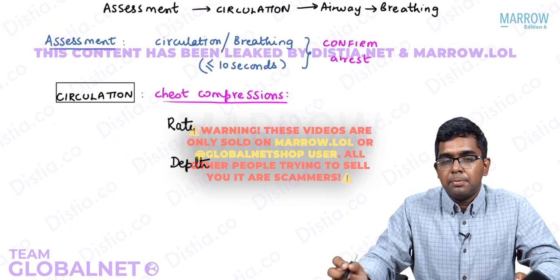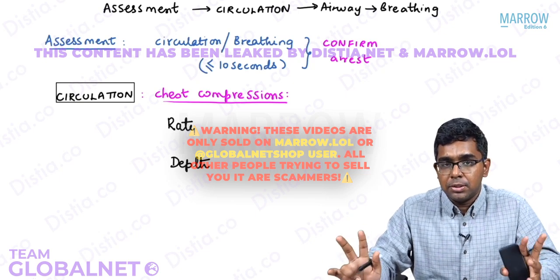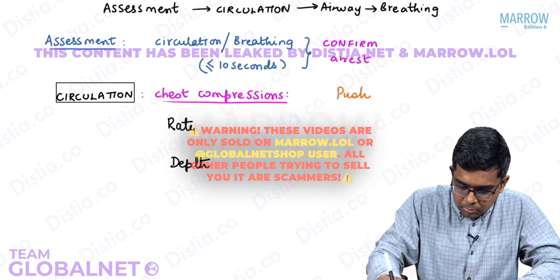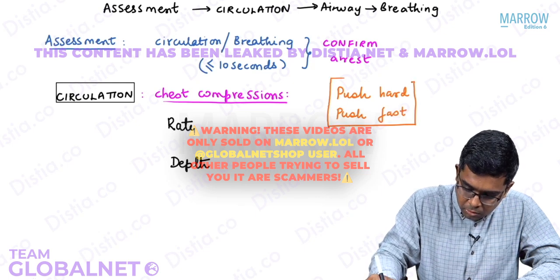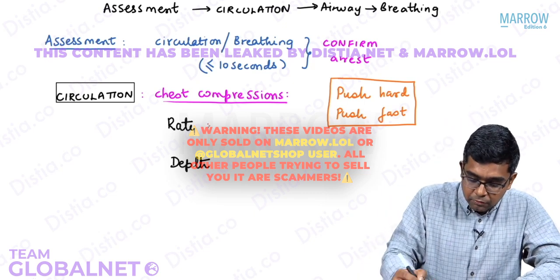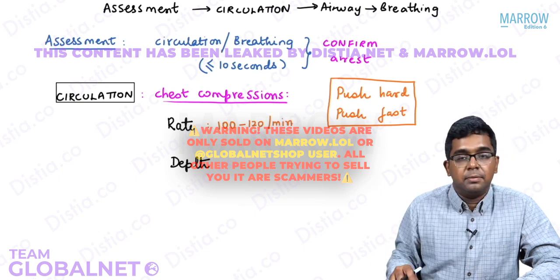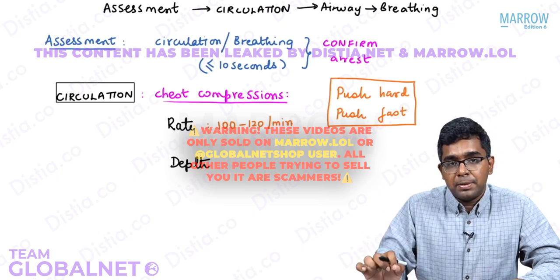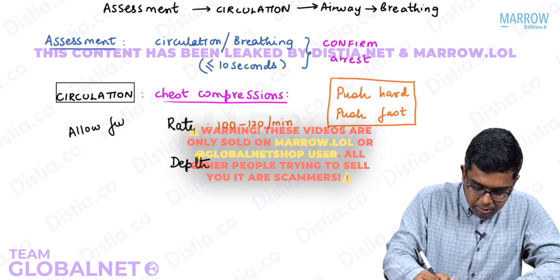Next is about some other points about chest compression. Please remember that when you do chest compression, remember these two things: push hard and push fast. Don't forget this. How fast do you have to push? At the rate of 100 to 120 per minute. Very, very important. And every time you press, you should allow full recoil of the chest in between the compressions.